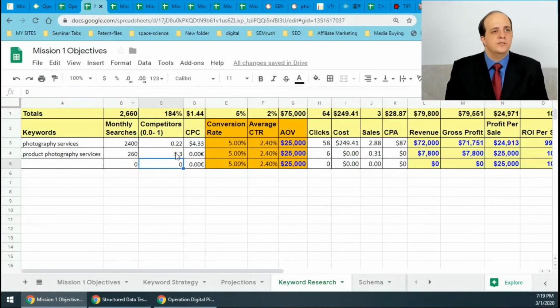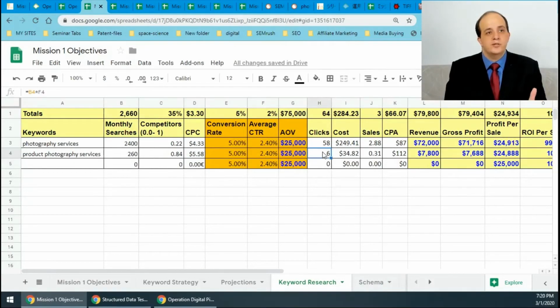So where is it? Here it is. $5.58. 5.58. And the competitor, oops, I put it in the wrong field, is 0.84. There we go. Now we're talking. Why does it keep doing euros? Okay, there we go. Now we get a really good idea of what we can actually expect.